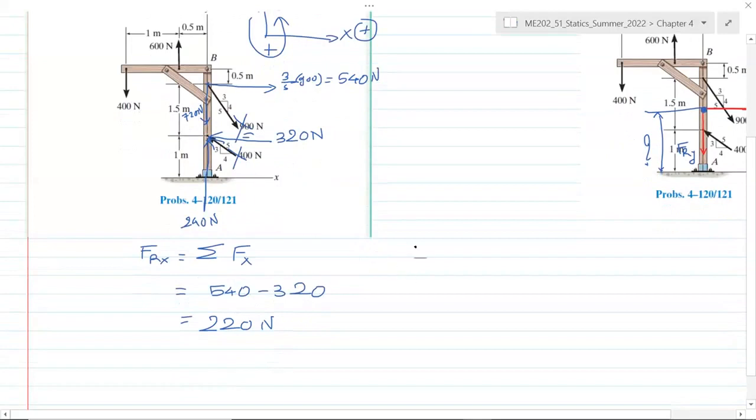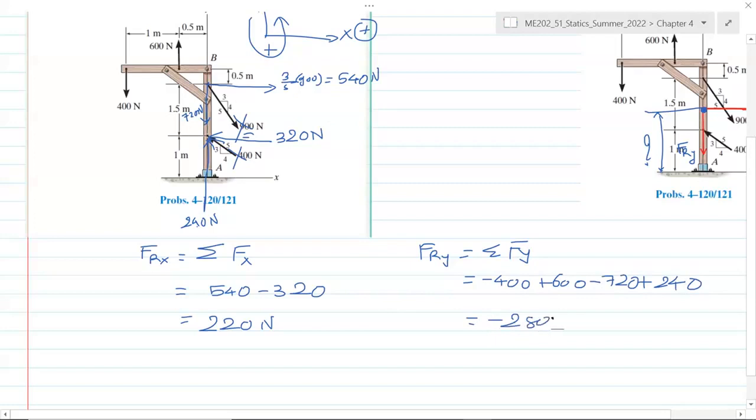Then the sum of forces along the y-axis gives us the resultant component's vertical force. Sorry, there are four forces here: 400, 600, 720, and 240. If a force is acting up, then it's positive. So it's minus 400 plus 600 minus 720 plus 240. As a result, we get minus 280 newtons. It means the y component of the resultant force will act in the negative y direction. And this is Frx.